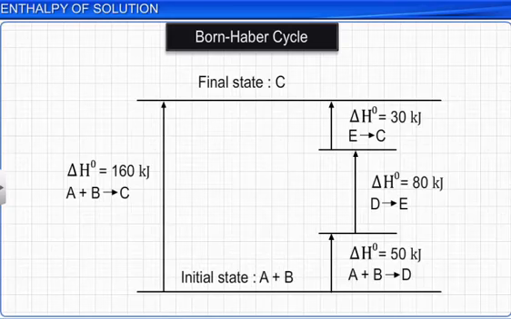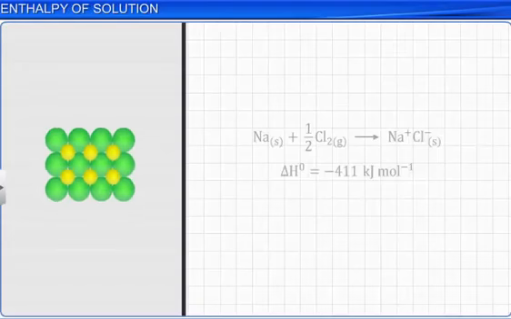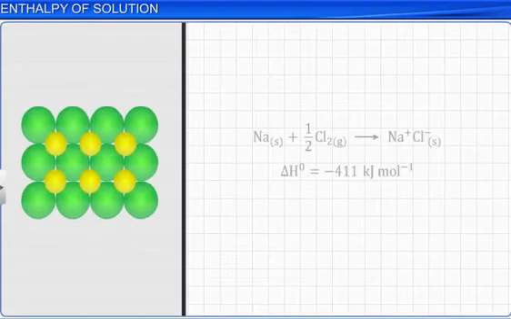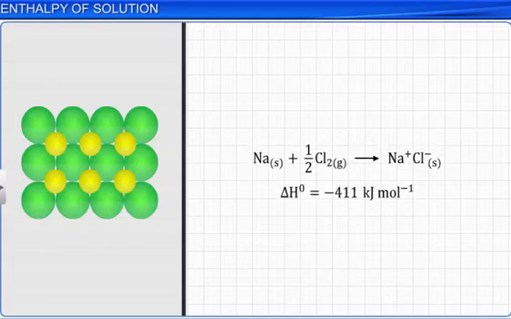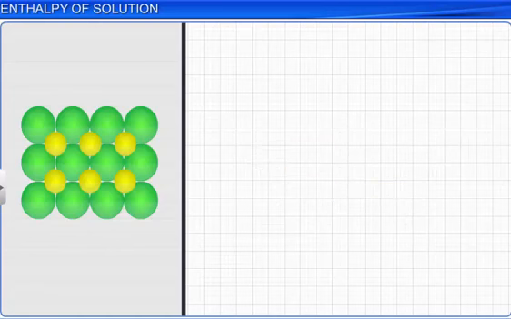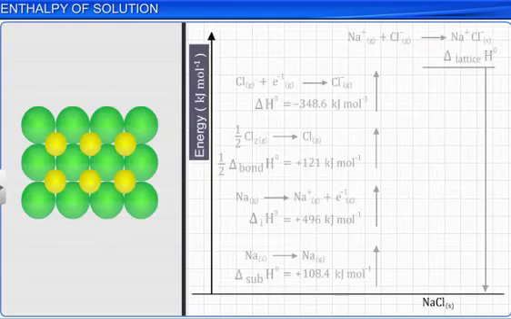Let's look at an example. We know that the enthalpy change involved in the formation of a compound is called the enthalpy of formation. In this example, the enthalpy of formation of sodium chloride from sodium in solid state and chlorine in gaseous state is minus 411 kilojoules per mole. Now, let's illustrate the different steps involved in the formation of sodium chloride.